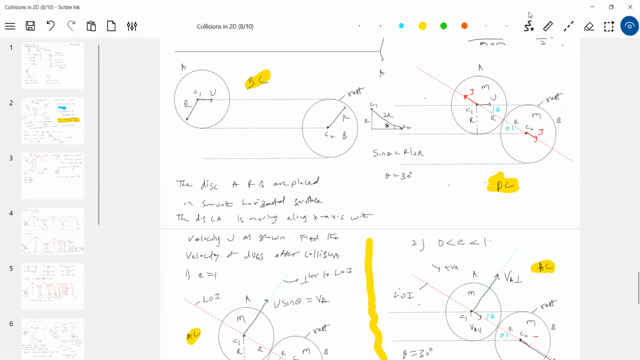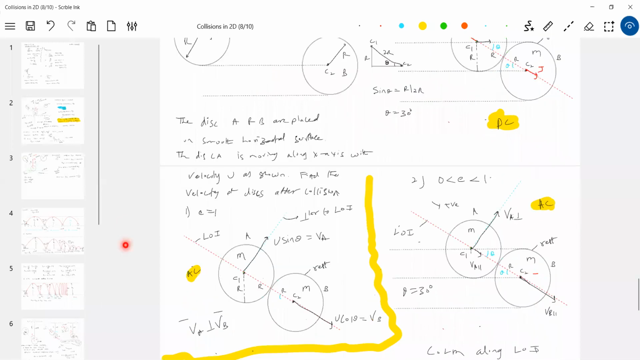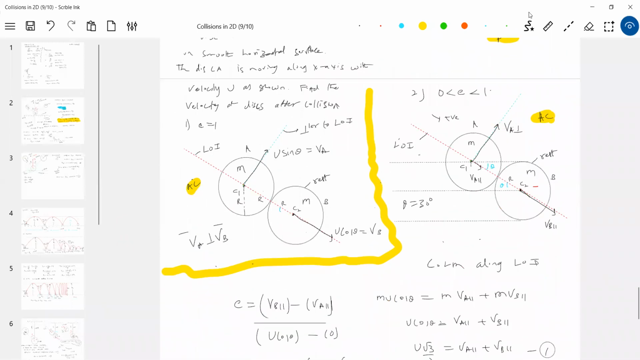If the masses are different, in that case you can't write M here, it'll be M1 U cos theta, M1 VA parallel, M2 VB parallel. Then you check it. If the masses are the same and equal to 1, then exchange of velocity occurs, like what you have seen in this case. So what all should you do? Is it elastic, inelastic? Are the masses same or different? Then also, are the dimensions of the disks the same or different? All these things have to be taken care of.